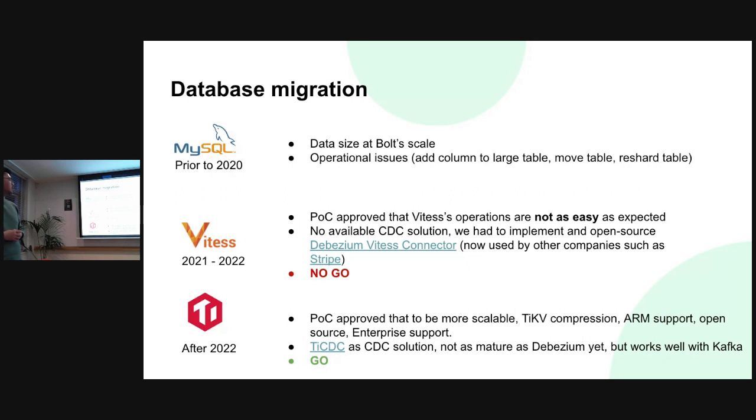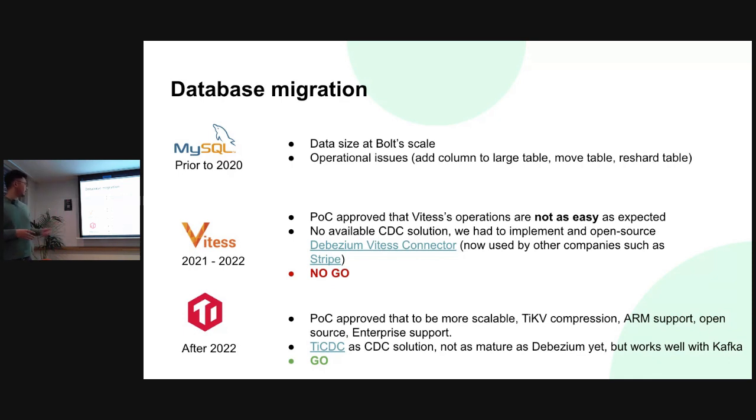But in the end, it proved that Vitess operation is a little bit more difficult than we expected. Also, Vitess didn't really have a CDC solution, so there's no Debezium connector for Vitess. We dug very deep, implemented a Debezium Vitess connector, and open sourced it. So now it's running under the Debezium umbrella. Even though we didn't go with Vitess, this connector survived, and it's used by other companies like, for example, Stripe. So Vitess is a no-go for us.